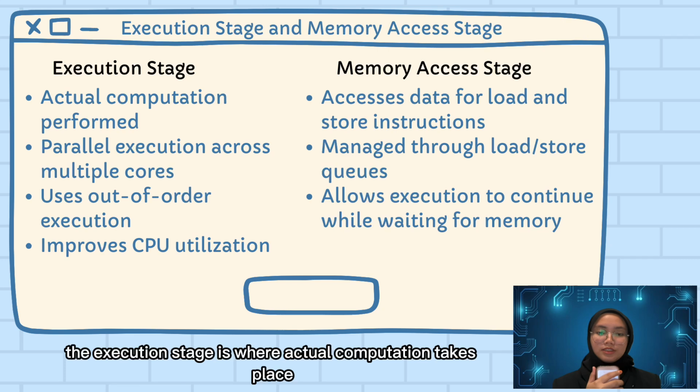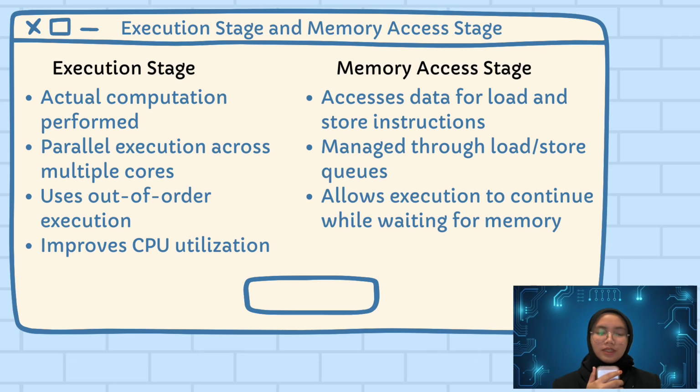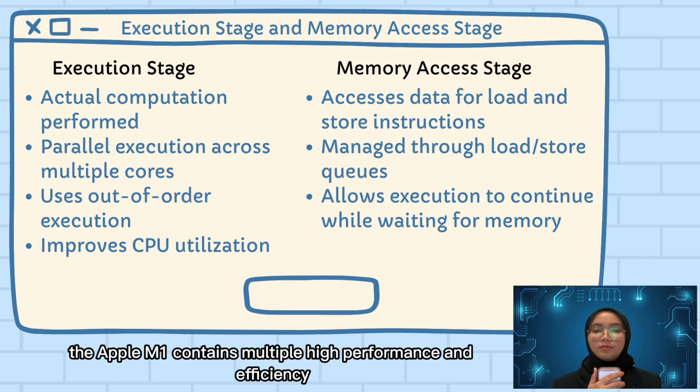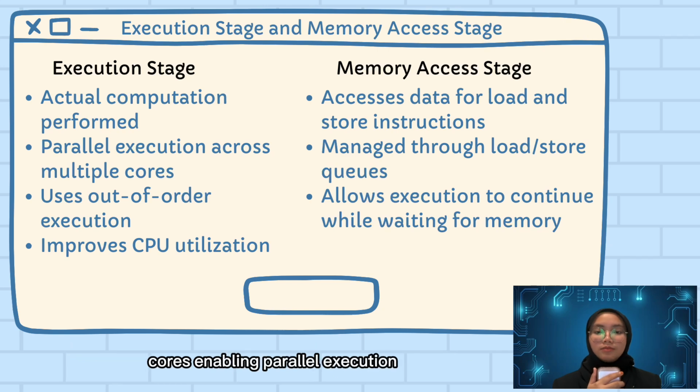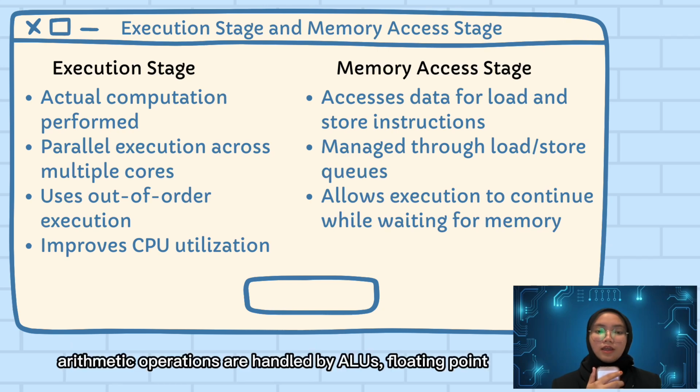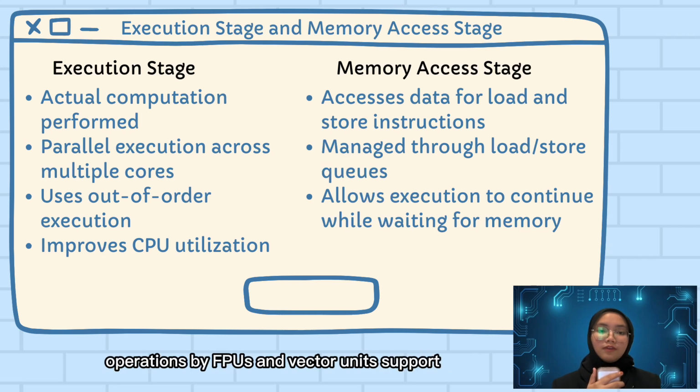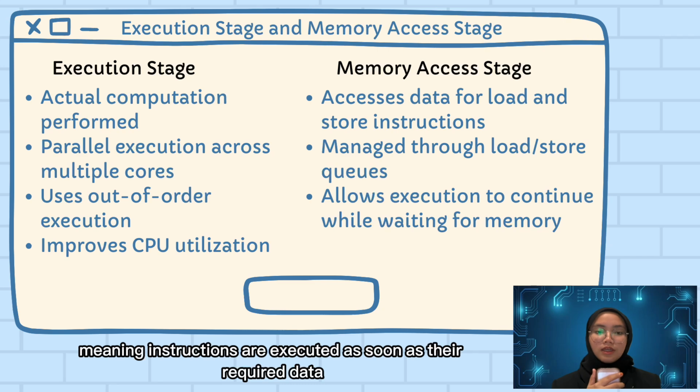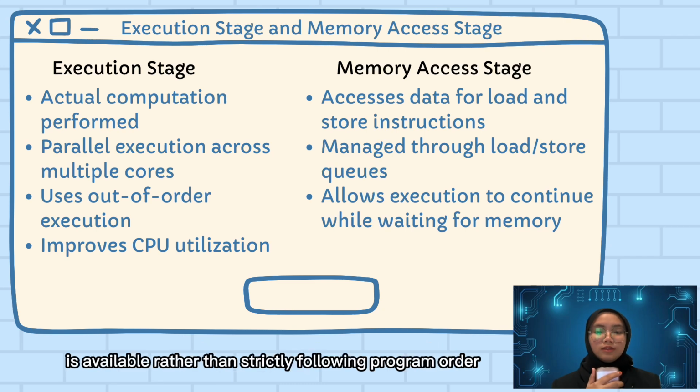The execution stage is where actual computation takes place. The Apple M1 contains multiple high-performance and efficiency cores enabling parallel execution. Arithmetic operations are handled by ALUs, floating point operations by FPUs, and vector units support multimedia and machine learning tasks. The M1 uses out-of-order execution, meaning instructions are executed as soon as their required data is available, rather than strictly following program order. This improves pipeline efficiency and reduces idle time.